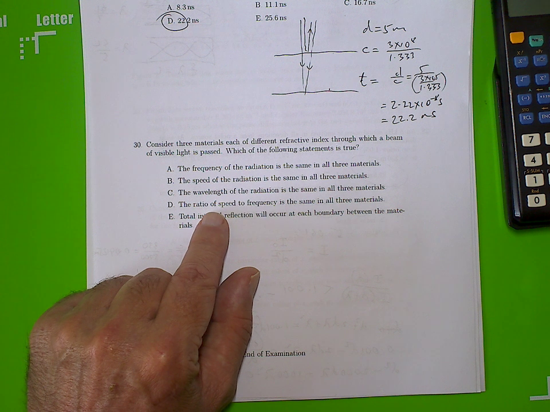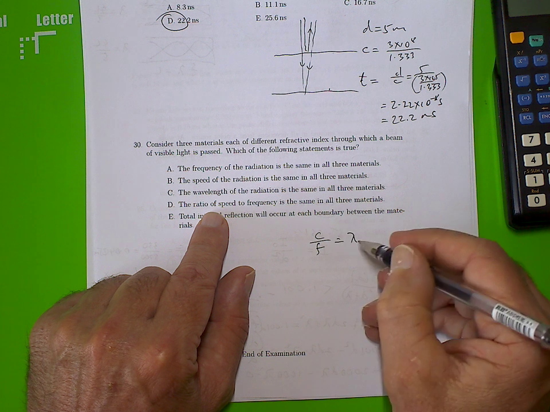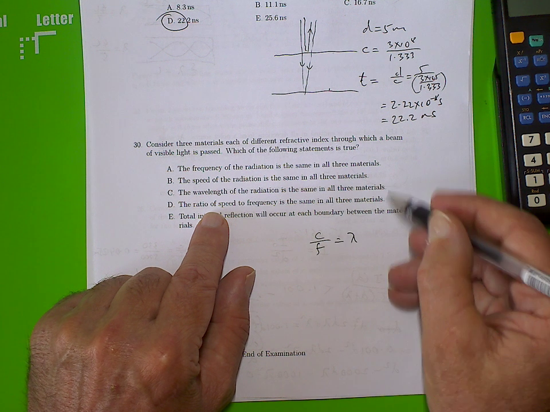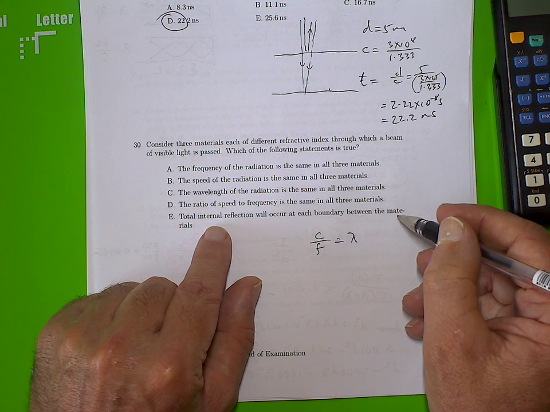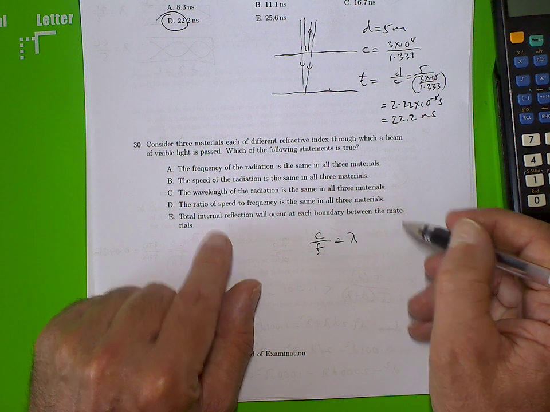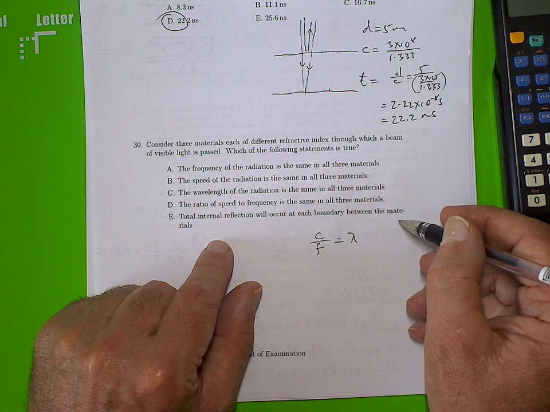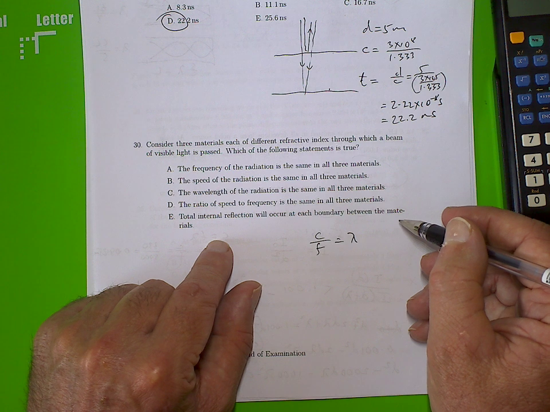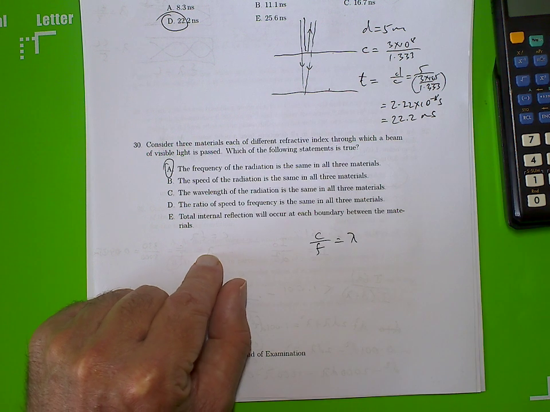The ratio of the speed to frequency is the same in all three materials. Well, ratio of speed to frequency is c over f, which is equal to lambda, and we said that the wavelength wasn't the same, so that's saying the wavelength is the same. It's not, no. Total internal reflection will occur at each boundary between the materials only for certain situations, not at all angles. No, nothing, it's just the frequency. That's the one that has to be the same.